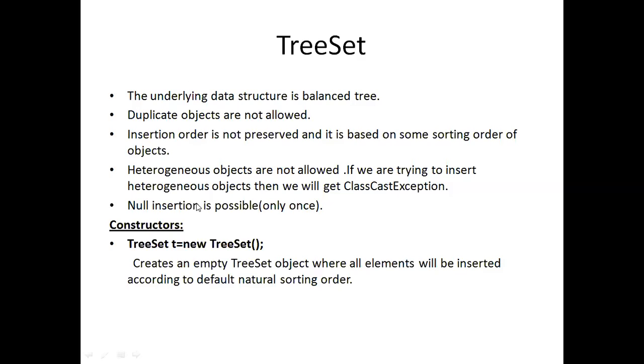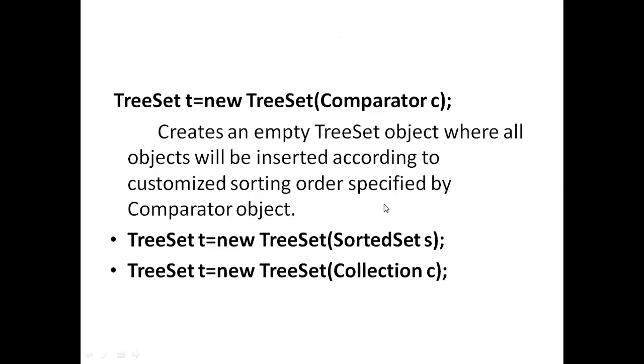These are the important points about TreeSet. Next, as usual, we are going to discuss the constructors and the methods used for TreeSet. Constructor first: TreeSet is a class. TreeSet t = new TreeSet(); this creates an empty TreeSet object where all elements will be inserted according to the default natural sorting order. Natural sorting order means ascending order by default.